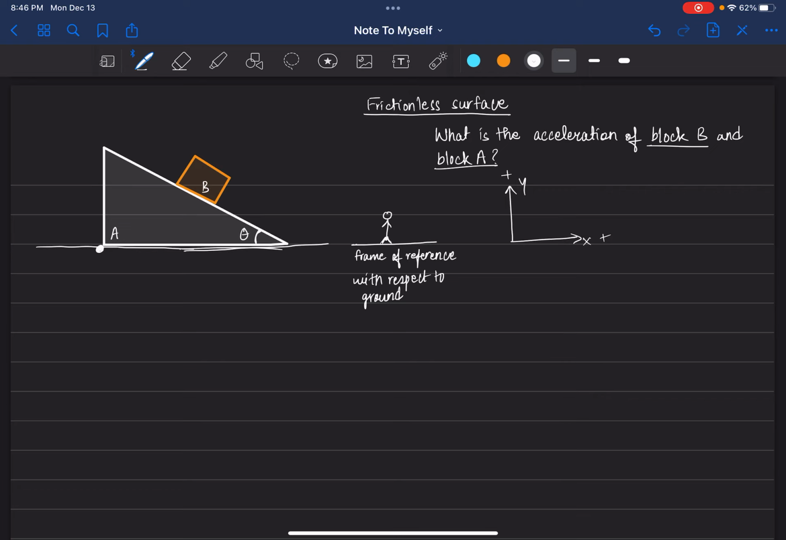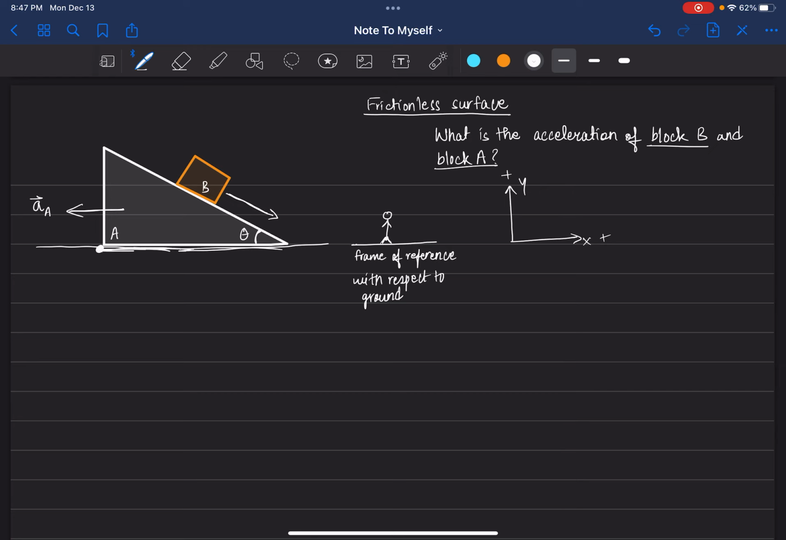Now, let's try to understand how the system is going to behave. So we know for sure that block B is going to be moving down like this. And if block B moves down like that, because there is no friction on this ground over here, block A will move to the left. So when block A moves to the left, it has some acceleration, and I'm going to call that acceleration A of A.